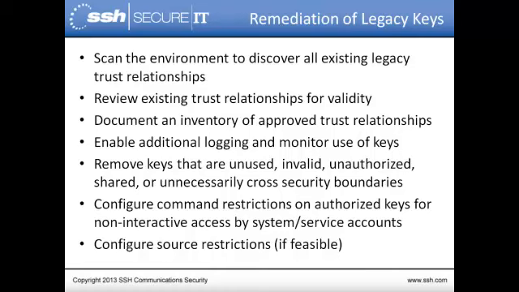So once all these unused, invalid, unauthorized, shared, or keys that otherwise violate security requirements, like crossing security boundaries or connecting development environments to production, then it's important that all of those keys be removed. And the last step, which is not to minimize its importance because it actually is very important for overall control of the risk, is to enable restrictions on keys wherever possible.